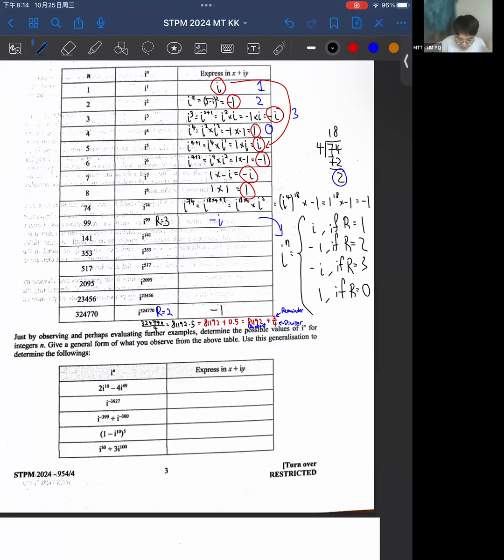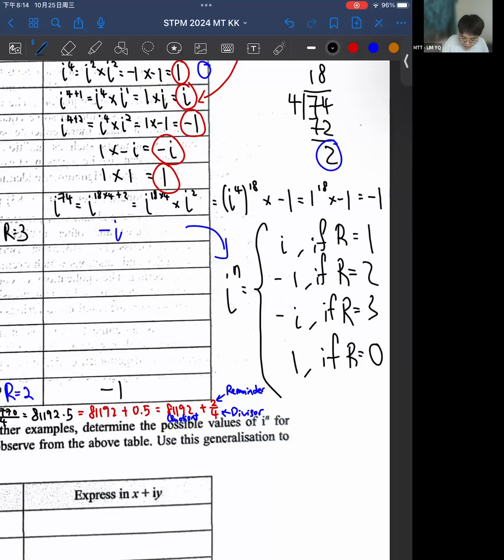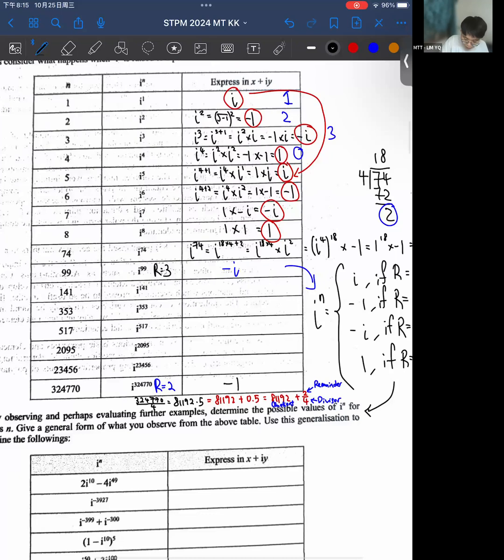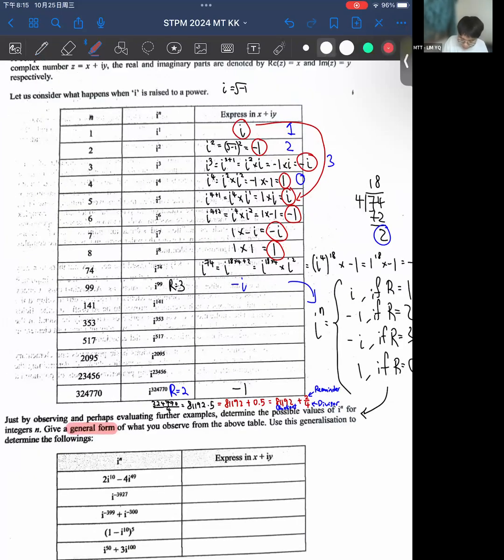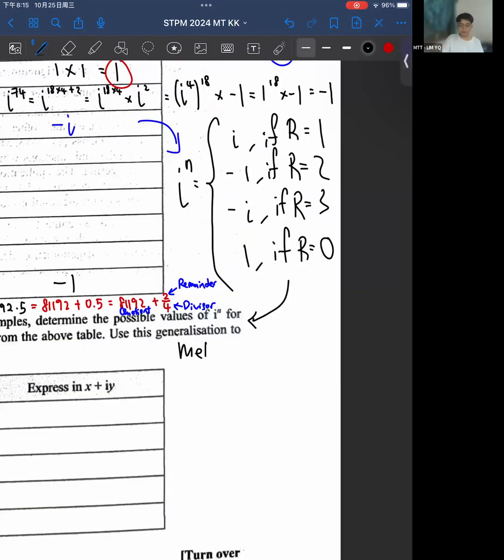Okay, by observing, perhaps evaluating further examples, determine the possible value for i power n, for any integers. Actually, you may just put it here, because they want you to generate a general formula for i^n. So this is your answer. This is the first form, the first method to write. This is what we call the general form, and then there is the second method to write, depending on how you want.